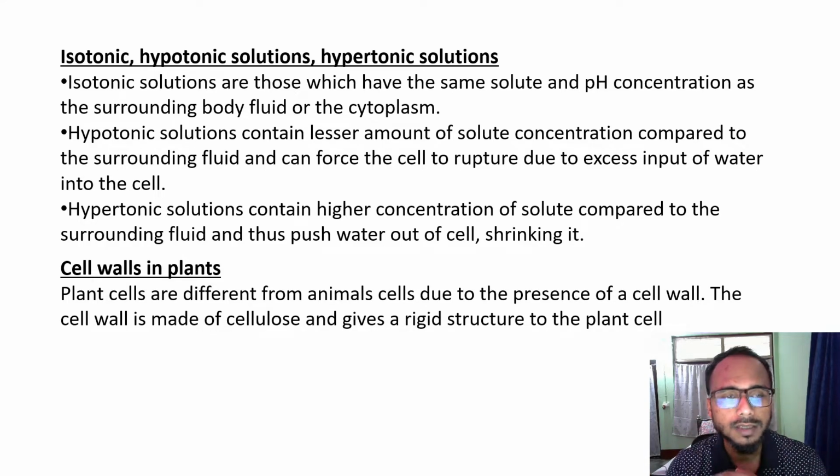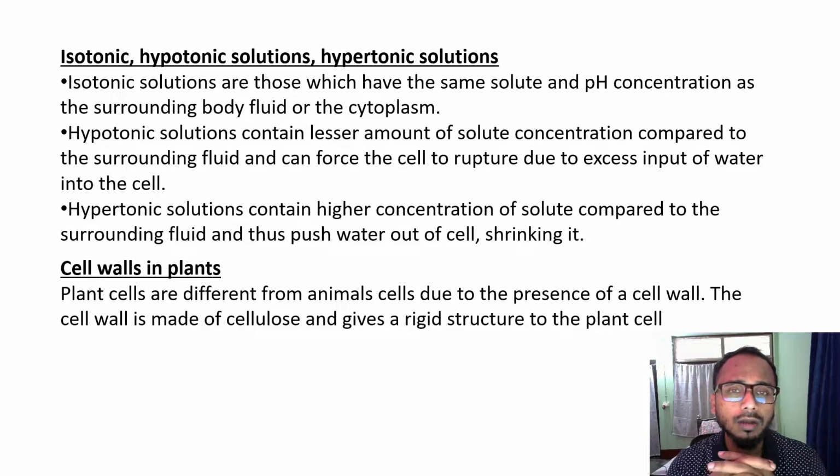Plant cells are different from animal cells due to the presence of a cell wall. Animal cells do not have a cell wall, but plant cells have a cell wall. The cell wall is made up of what? Cellulose, and it gives a rigid structure to the plant cell. That means it gives a rigid, meaning hard, structure to the plant cell.